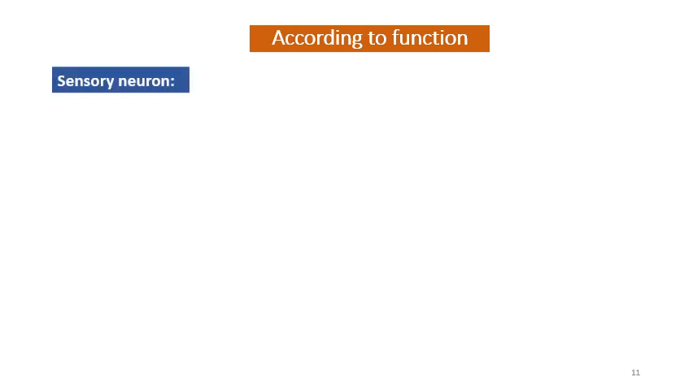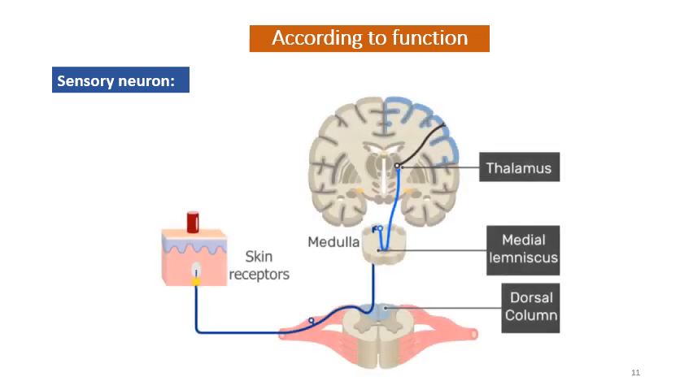According to the function, the neuron can be divided into sensory, motor, and internuncial neuron. First, sensory neuron. Sensory neurons convey sensation from the body to the central nervous system. All sensory neurons are unipolar or bipolar. Here, this is a bipolar neuron and it conveys sensation from the skin receptor to the thalamus. And we previously know that bipolar neurons convey special senses from the ear, eye and nose. So sensory neurons are unipolar or bipolar.